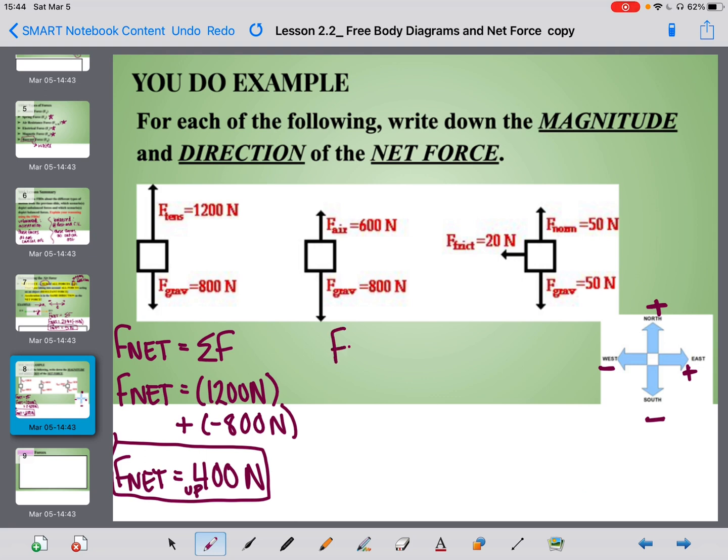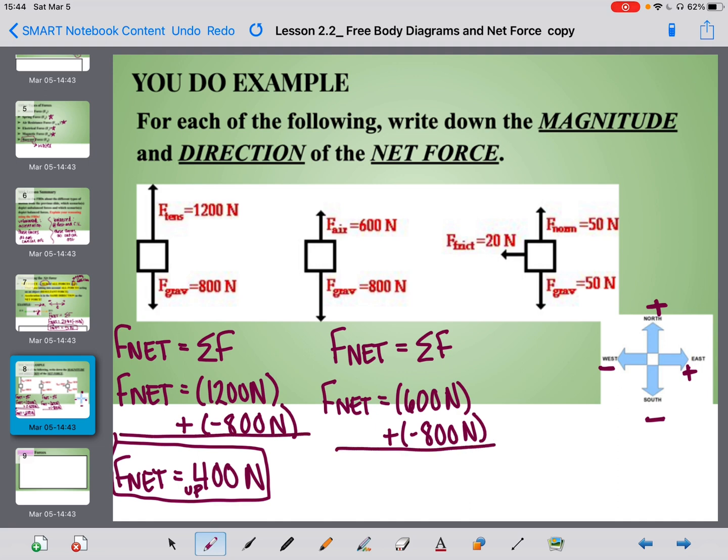So here we have air resistance going up with 600 newtons and the force of gravity pulling down with 800 newtons. So F net equals 600 newtons plus a minus 800 newtons. So our net force is now going to be negative 200 newtons. This negative sign doesn't necessarily mean it's a negative number. This just means it's downward.